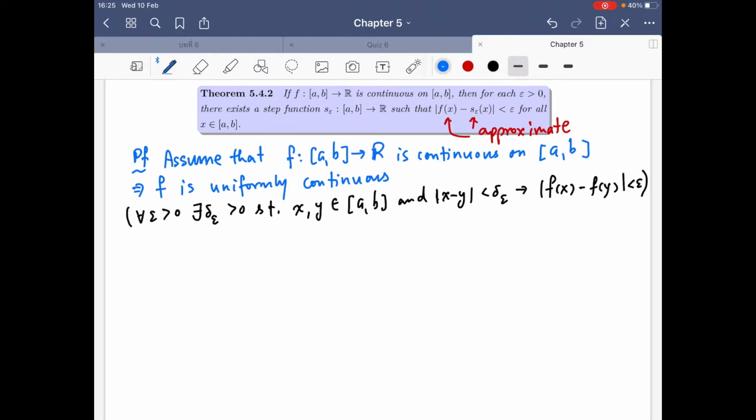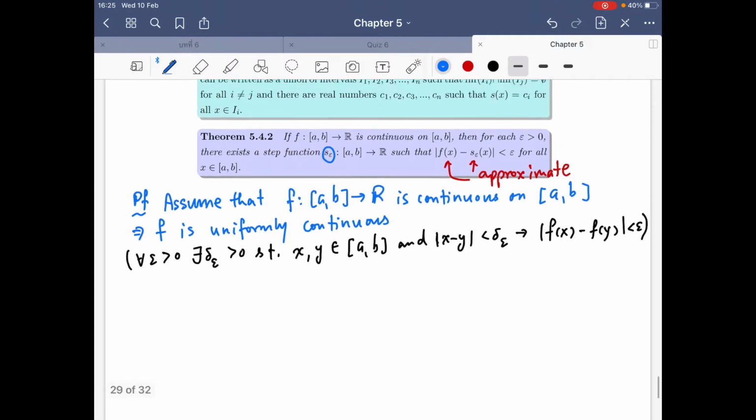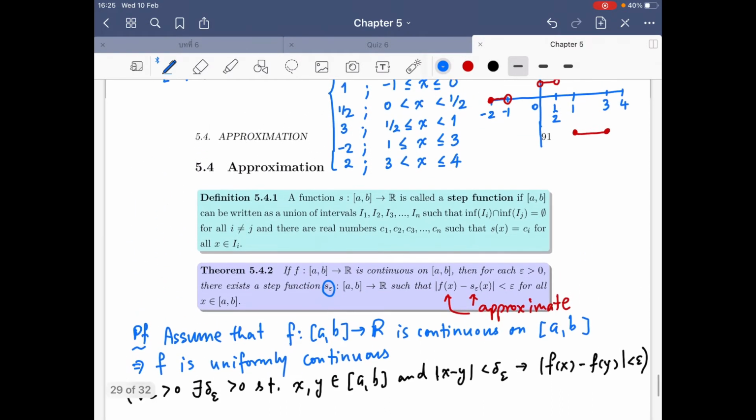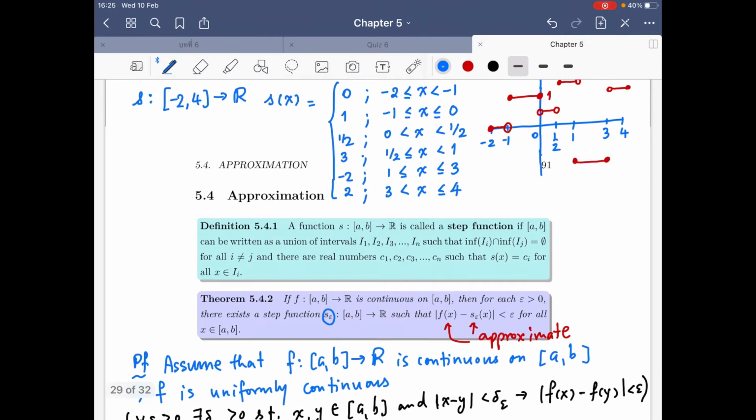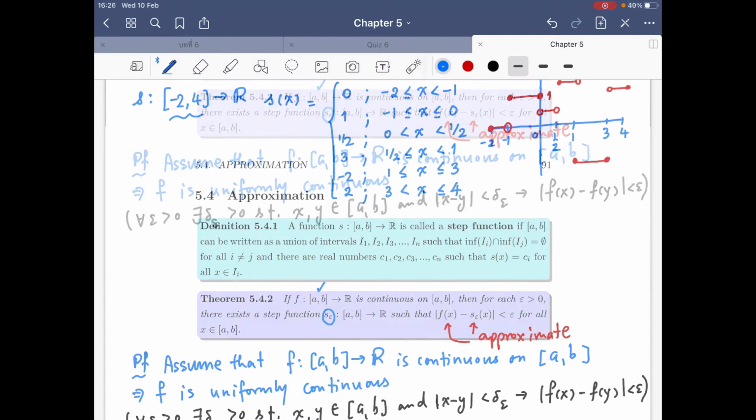So for this one we are going to define the step function, right? And for the step function, you need to subdivide the interval into several sub-intervals, right? A small sub-interval. So this interval AB as well, we are going to divide it into several pieces, okay?